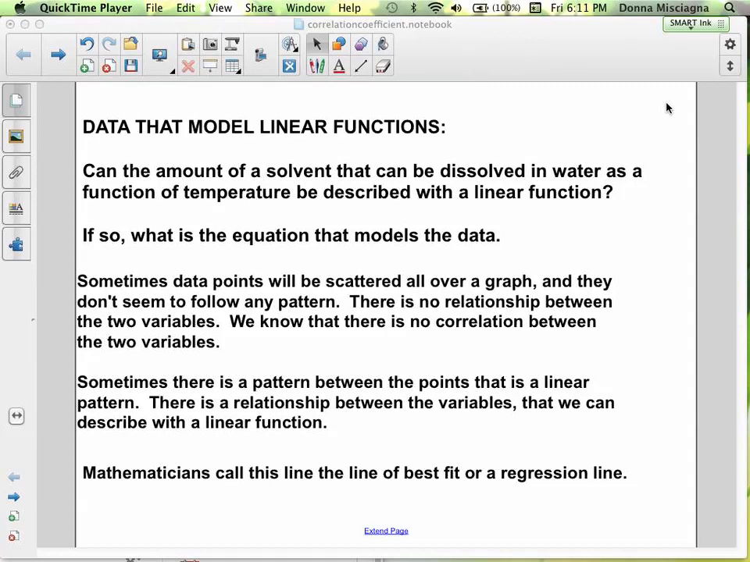So, data that model linear functions. Can the amount of a solvent that can be dissolved in water as a function of temperature be described with a linear function? If so, what's the equation that models the data?